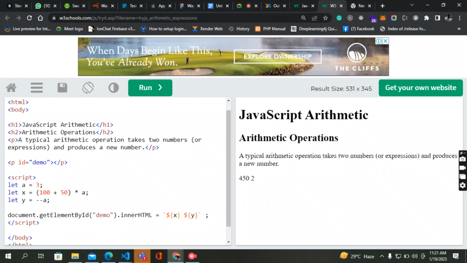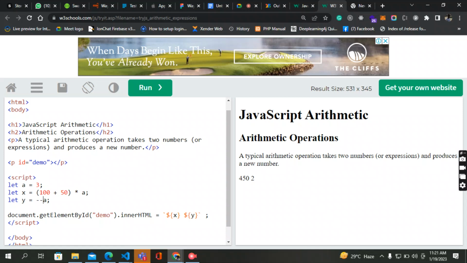Hello? Yes. So now, it adds 1 to the 3 if you use plus plus, and then it removes 1 from the 3 if you do minus minus. Yes. Yeah.